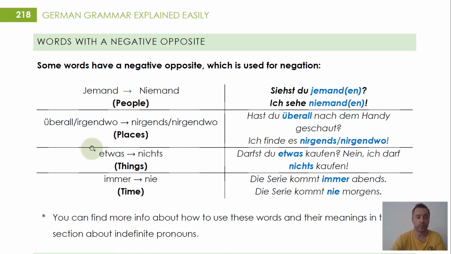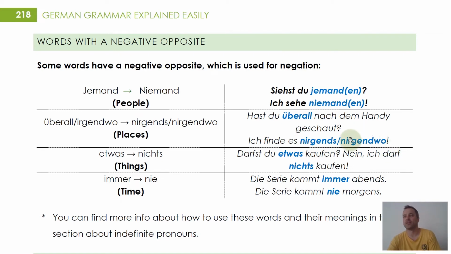We also have überall or irgendwo and nirgends and nirgendwo. So, hast du überall nach dem Handy geschaut? Have you looked everywhere for the phone? Ich finde es nirgends, nirgendwo. So, word by word translation is "I find it nowhere."